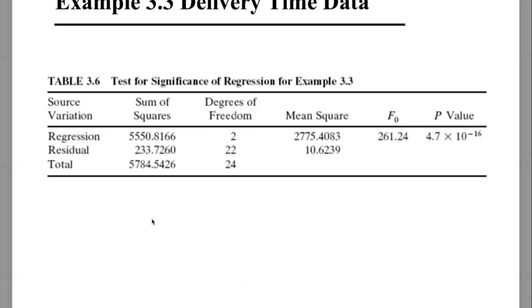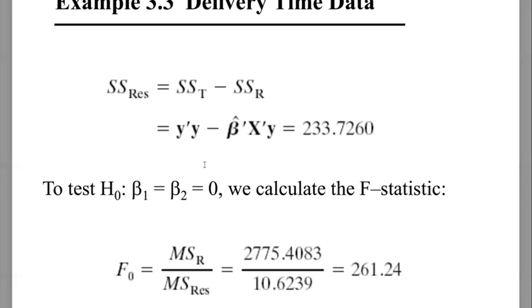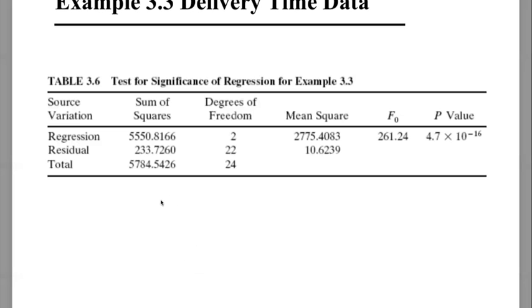Now, where did they get the values for the mean squared regression and the mean squared error? Well, what they've done is calculate the sums of squares: the total corrected sum of squares, the regression sum of squares, and the residual sum of squares.